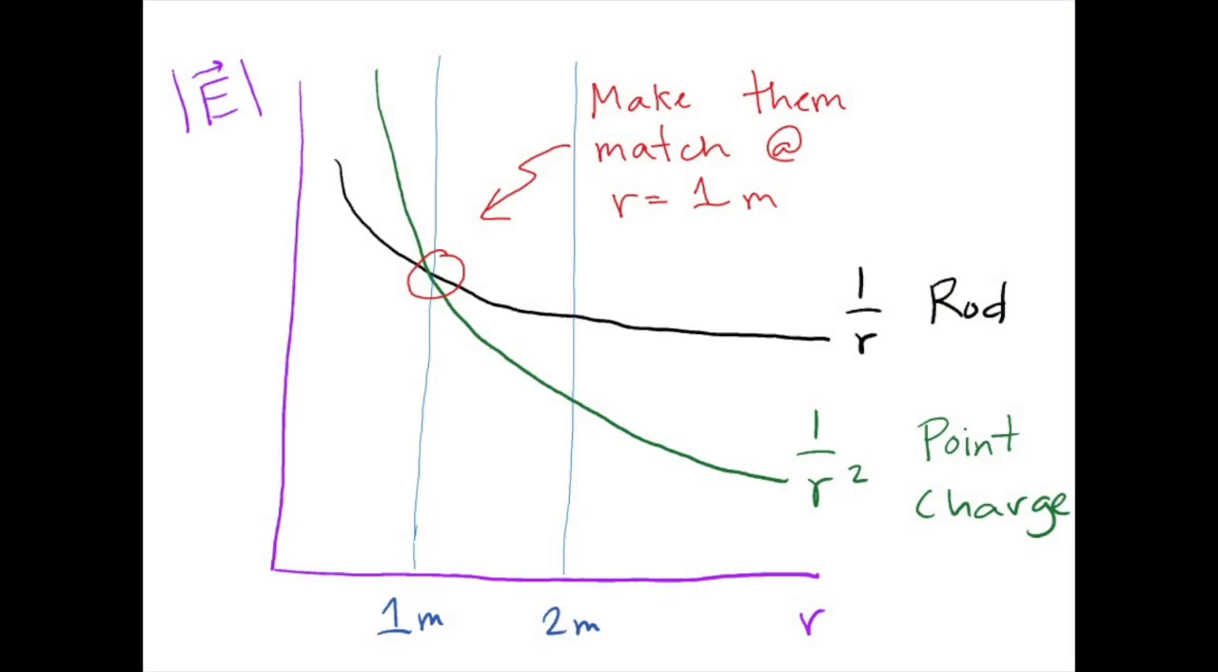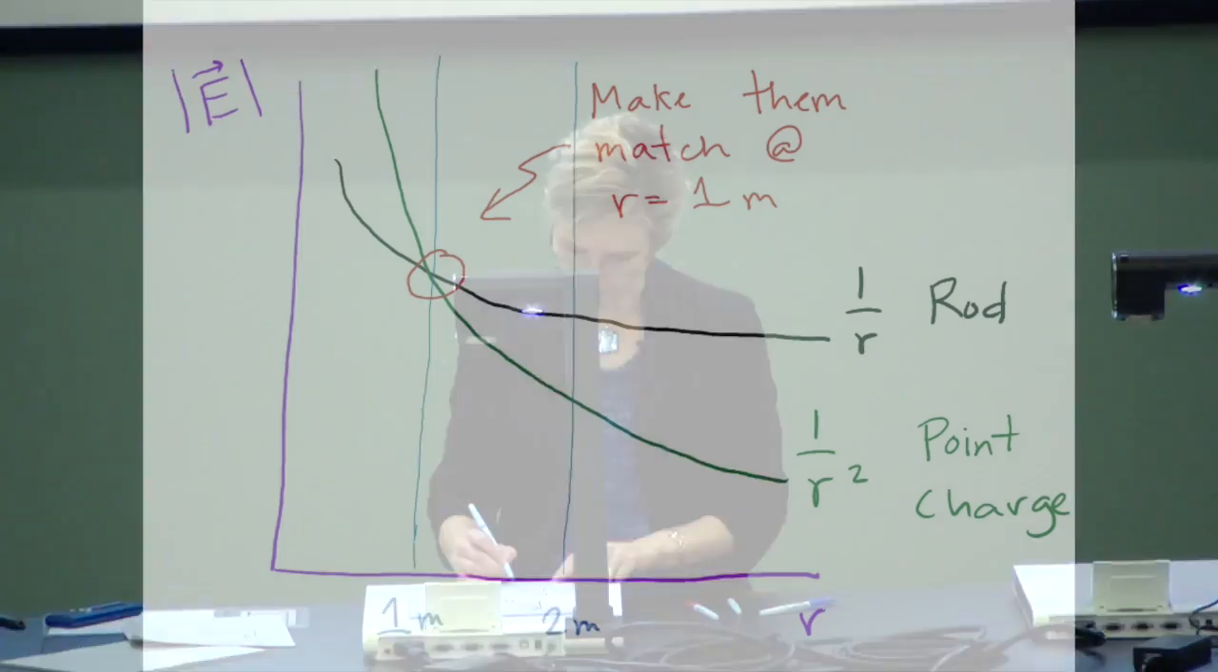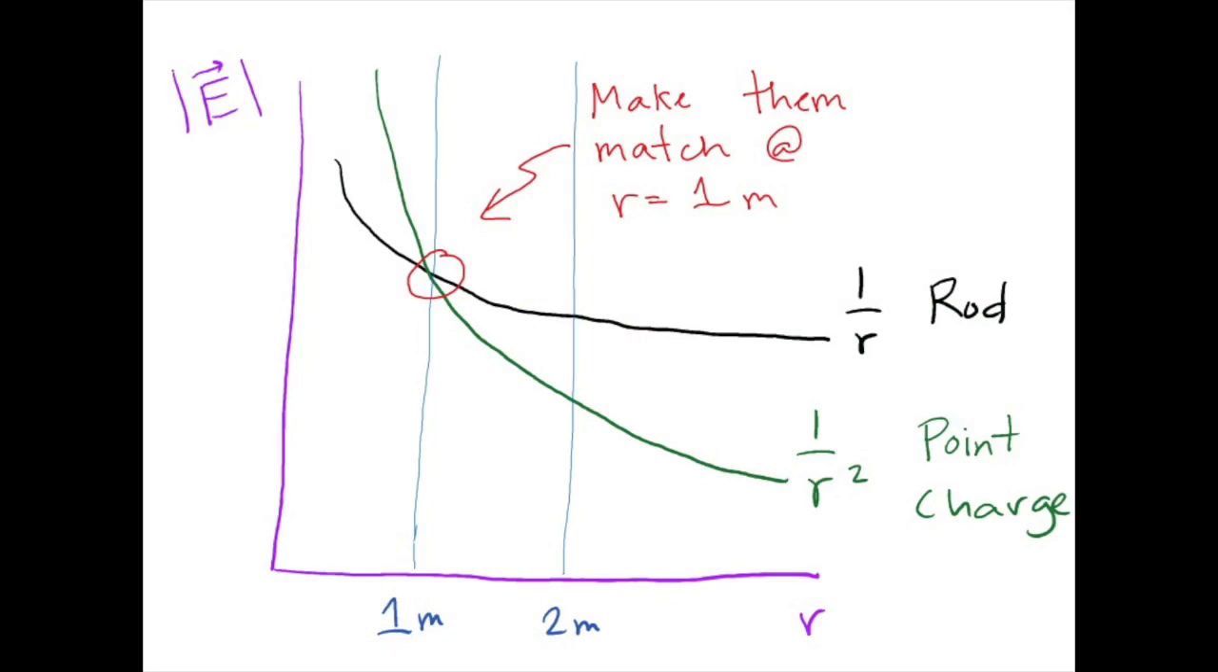What I was told in the problem was that I'm going to have an electric field versus r. And I know that I have a point charge, which falls off like 1 over r squared. So here's the point charge, 1 over r squared. And the other thing I'm going to compare is a 1 over r fall off, which is the rod. All right, I'm also told that at 1 meter, it's the same, and I need to find it at 2 meters. So at 1 meter, they're the same. So I need to somehow make this green line match up with the black line at 1 meter.